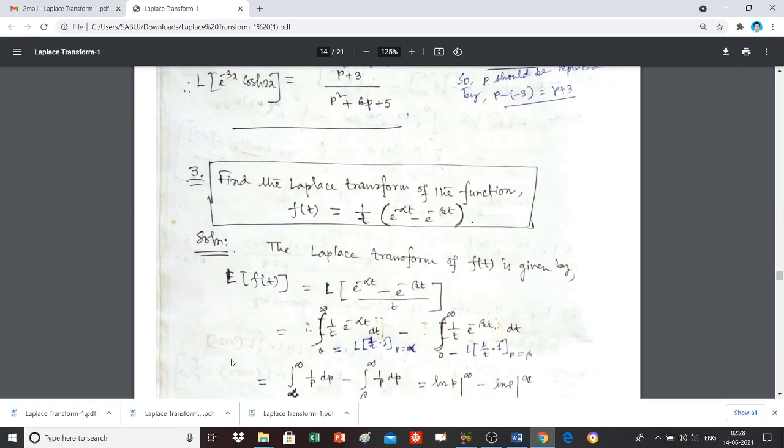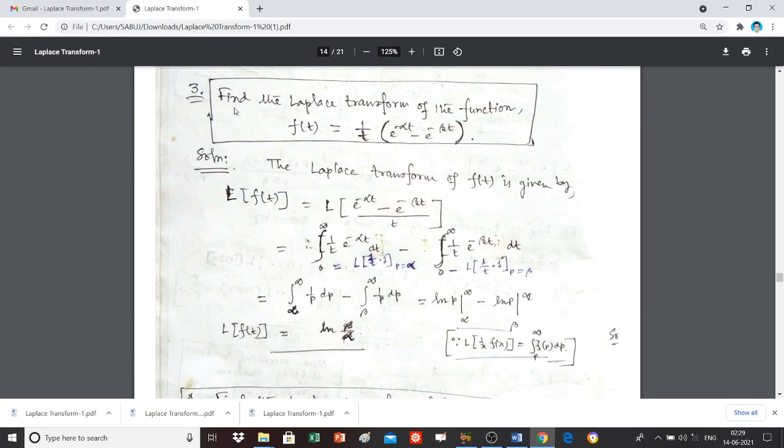Next one is here, find the Laplace transform of the function f(t) equal to 1 by t times (e to the minus alpha t minus e to the minus beta t). So here the given function is f(t) equal to 1 by t times (e to the minus alpha t minus e to the minus beta t). So the Laplace transform of this function, that is L of f(t), is equal to L of (e to the minus alpha t minus e to the minus beta t) by t. You can write it in this way.